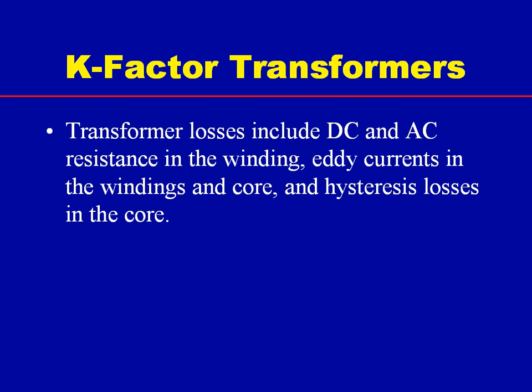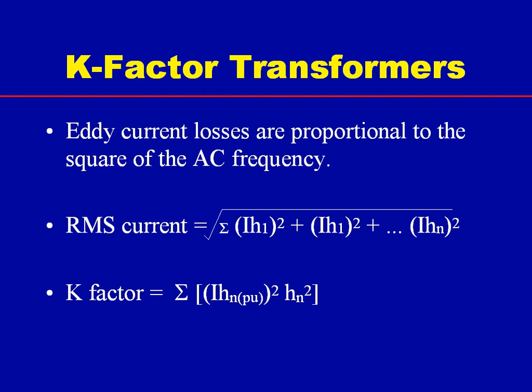Transformer losses and heat are increased with nonlinear loads. K-factor is a specification of how much extra heat a transformer is designed to withstand. The eddy current losses and heat are proportional to the square of the AC frequency. The RMS current is the square root of the sum of the squares of the harmonic current at each harmonic order times the harmonic order.